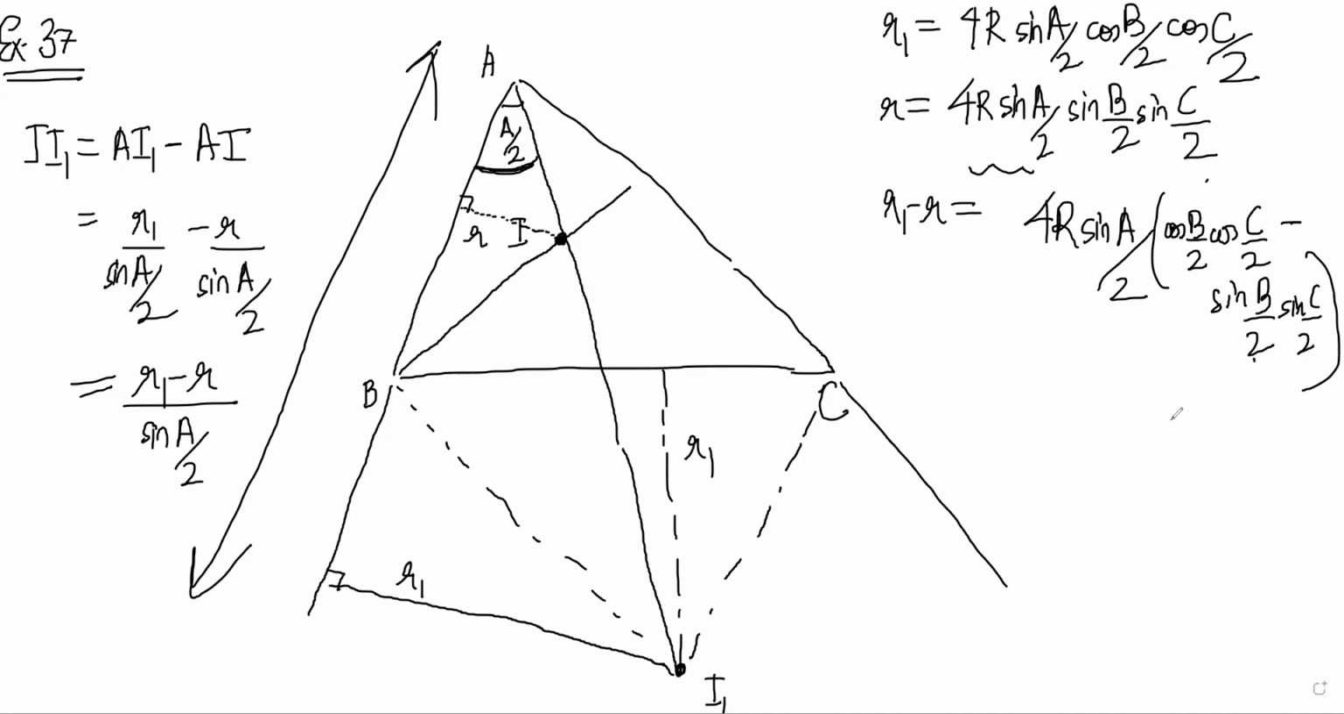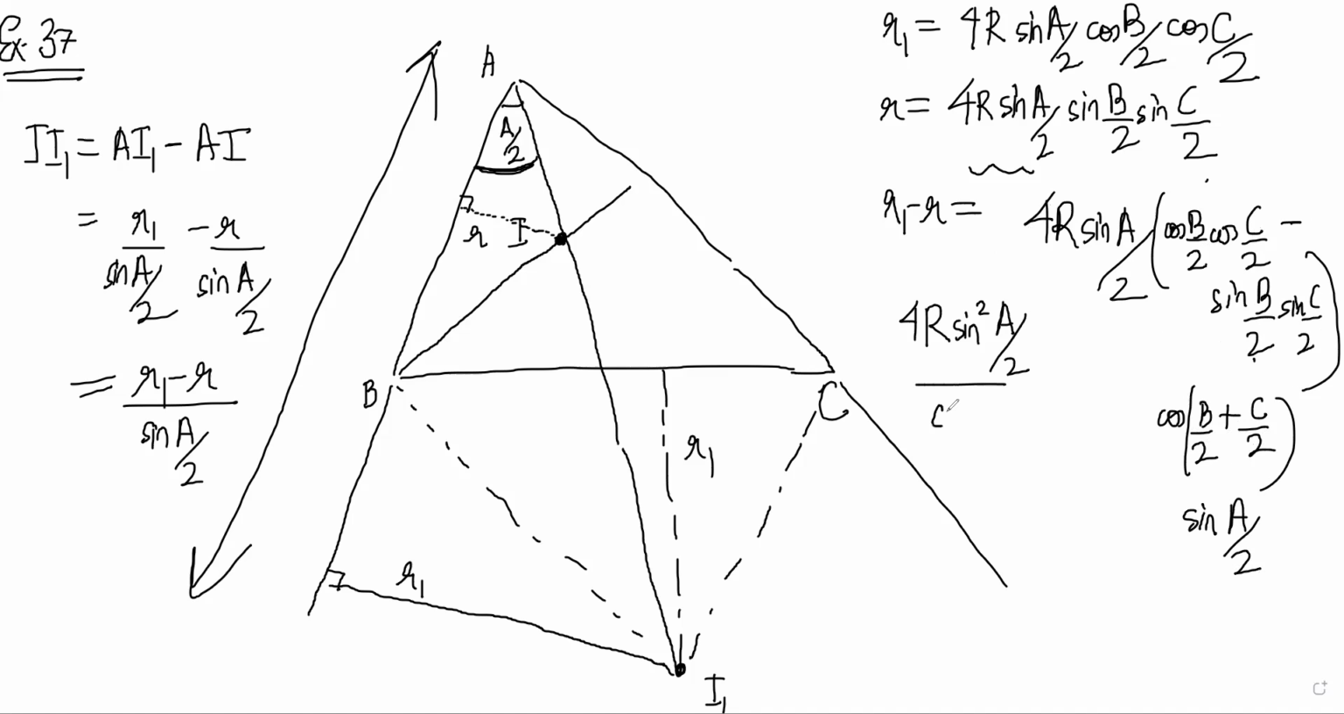Cos cos minus sin sin is cos of (B plus C), right? Which is equal to cos of 90 minus A by 2. So sine A by 2 again, right? So you have 4r sine square A by 2 divided by sine A by 2, right? So we are getting 4r sine A by 2.